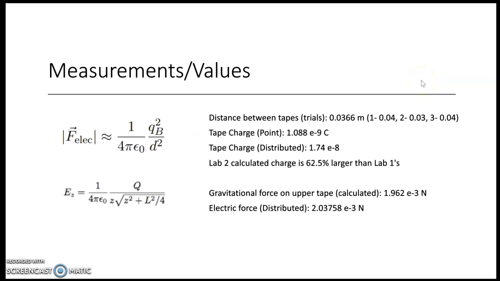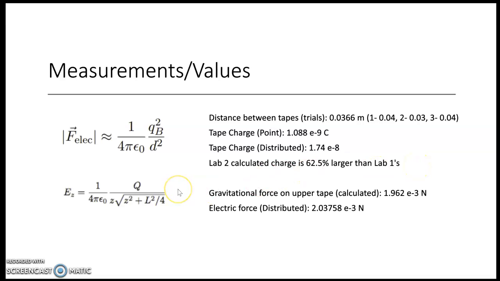Some measurements. A comparison would be that in this lab, the charge calculated on the upper tape, or on each of the tapes since they're equal, was larger than the charge calculated in Lab 1. In this one, it was 1.74 times 10 to the negative 8th compared to Lab 1's approximately 1 times 10 to the negative 9th. So this was 62.5% larger than Lab 1's calculation.